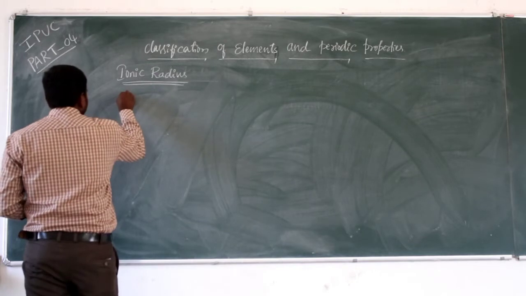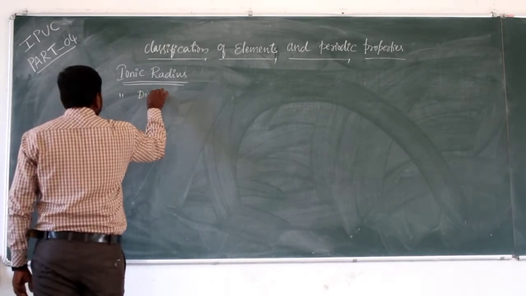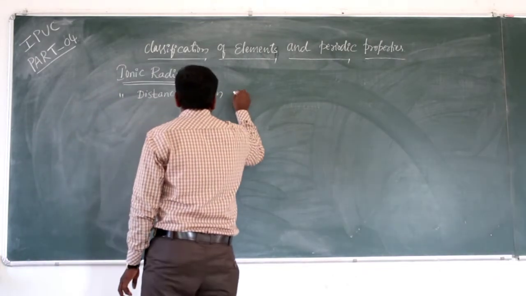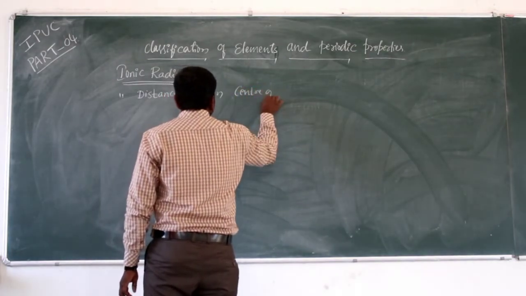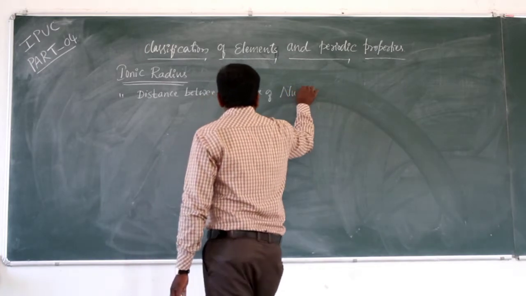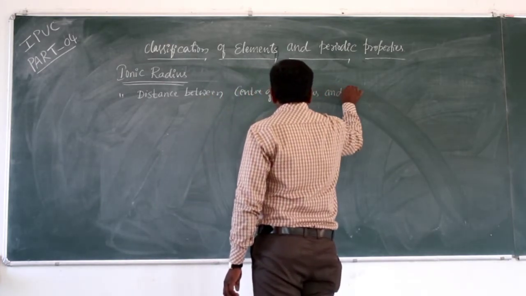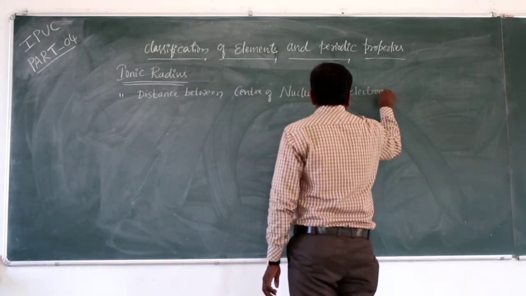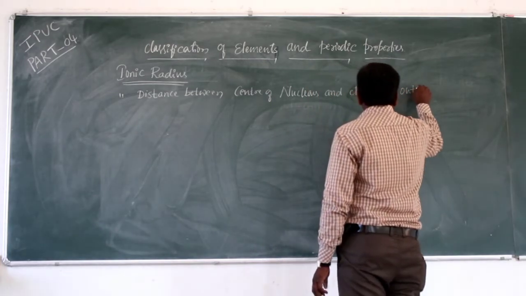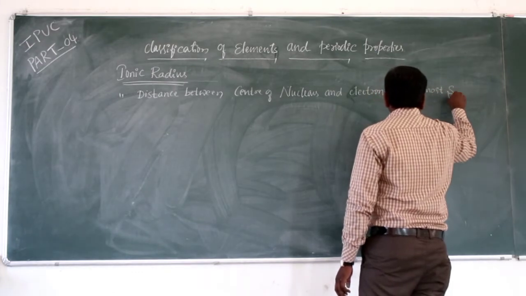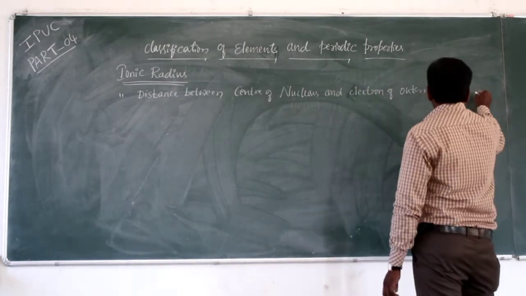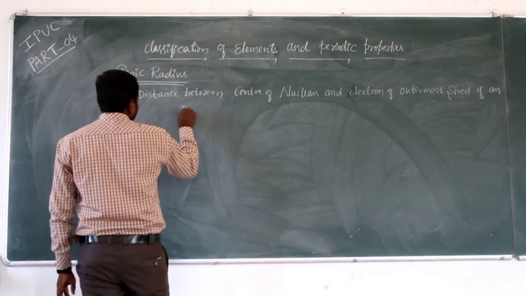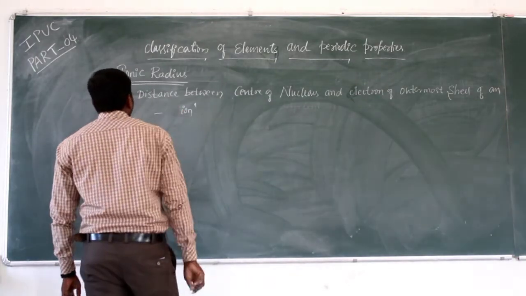See, what do we say ionic radius is? It is a distance between center of nucleus and electron of outermost shell of an ion, is called ionic radius.